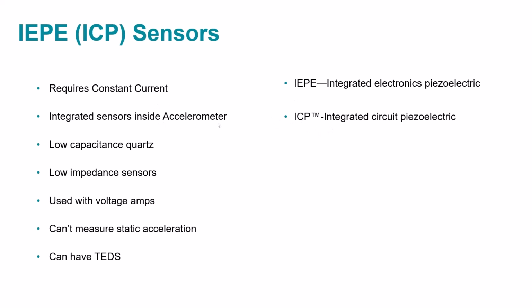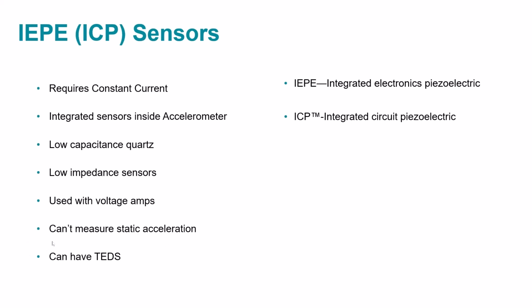So the integrated circuits are inside the accelerometer. They're low capacitance quartz usually. Some ICP sensors can be made of ceramic, but typically they're made of quartz. They're low impedance sensors. This is really important because there's a huge difference between the charge accelerometer I'm going to talk about and this low impedance sensor. They're typically used with voltage amps. They can't measure static acceleration, and when I say static acceleration, I mean basically gravity, something that's being applied to you all the time, that's at the 0 hertz frequency line.